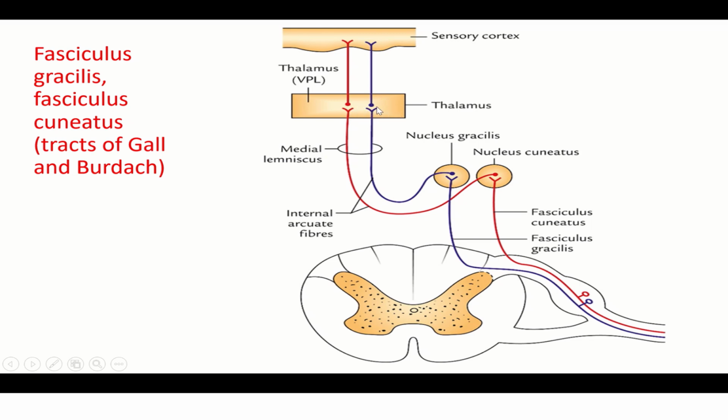So ventral posterolateral nucleus of thalamus. From there the third order neurons are going to the sensory cortex. So damage to this tract will result in loss of conscious proprioception, 2-point discrimination, vibration and joint sense.